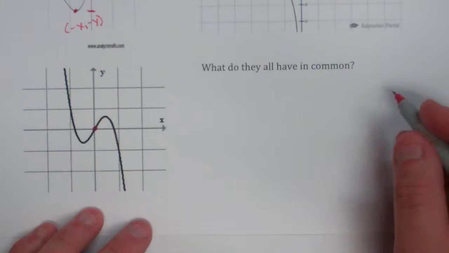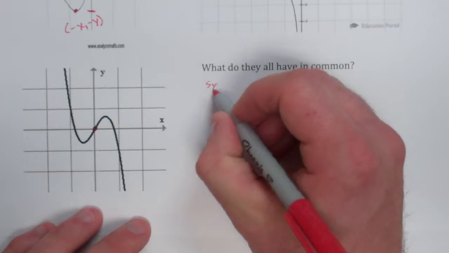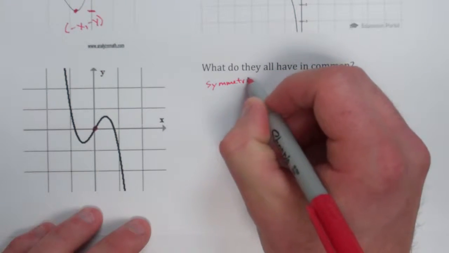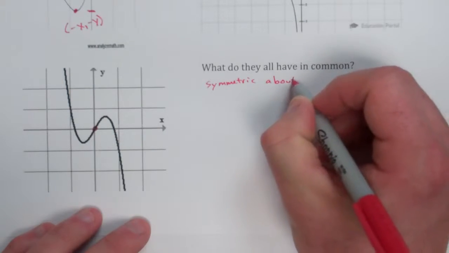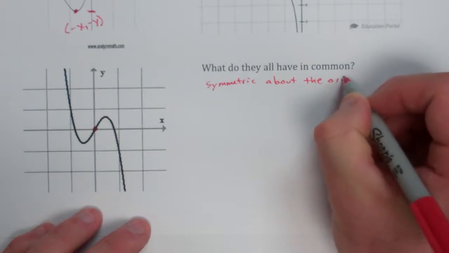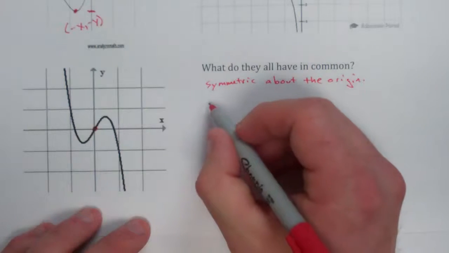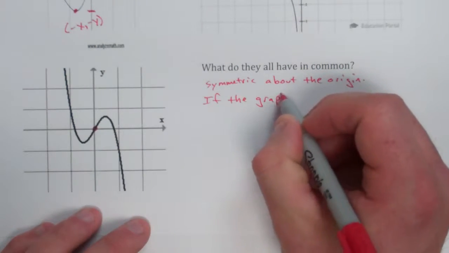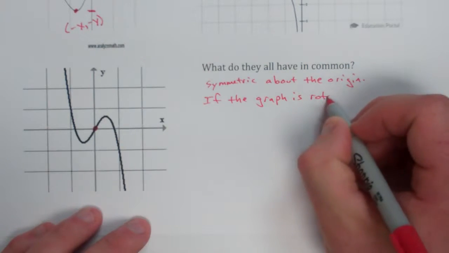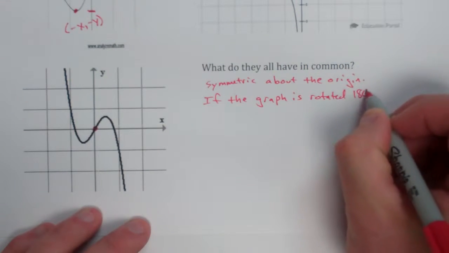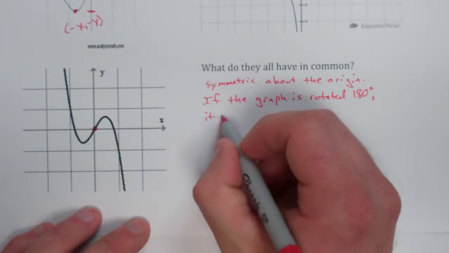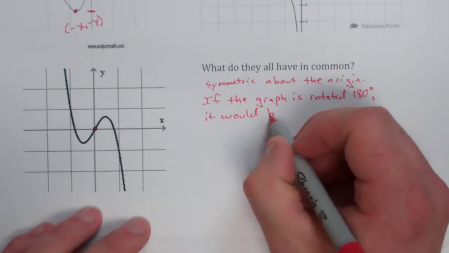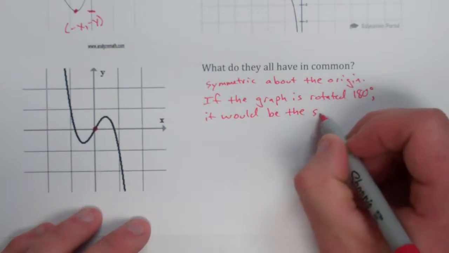So what do they have in common? Well, these are all symmetric about the origin. We can also say if the graph is rotated 180 degrees, it would be the same as the original.